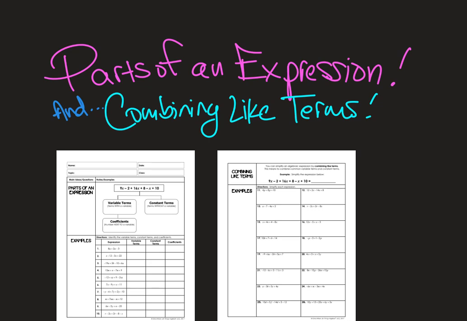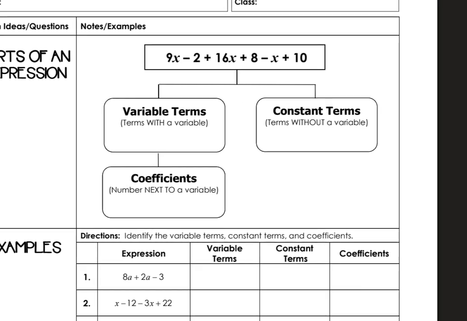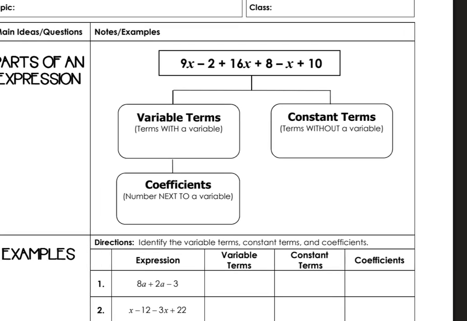Like I told you, I'm out today, so here's parts of an expression and combining like terms. We may have, and hopefully have, talked about all of these things, and maybe you were gone, I don't know, but just in case you haven't, let's go explore variable terms. From this yellow box up here, we are going to identify all of the variable terms.